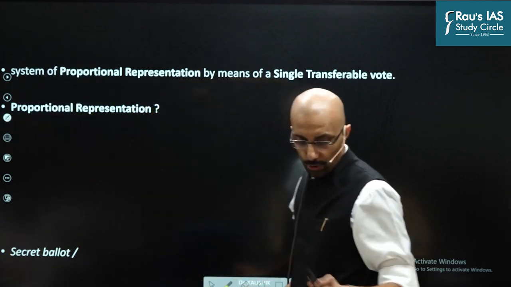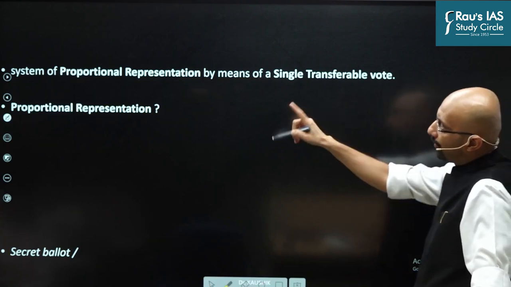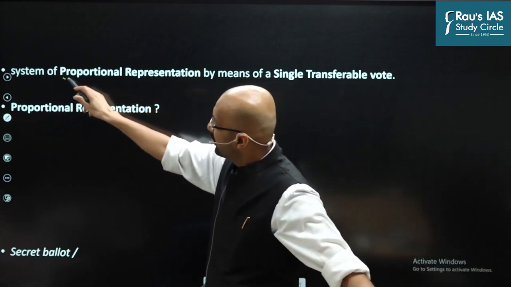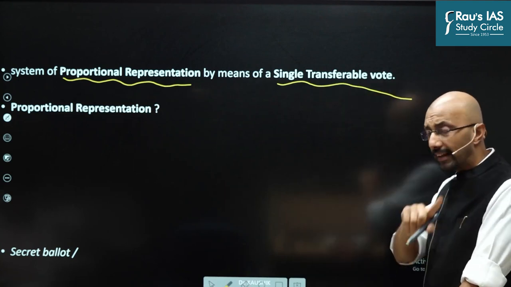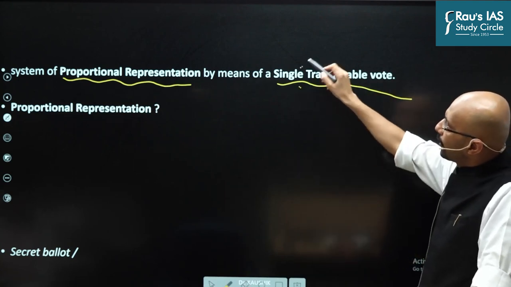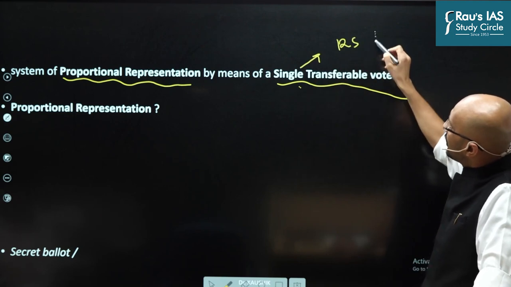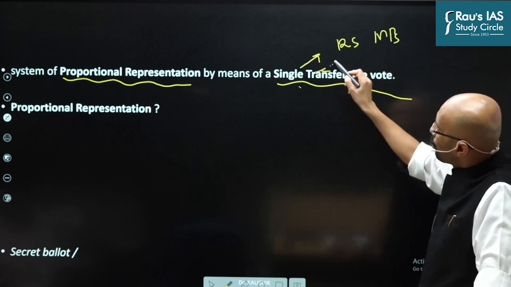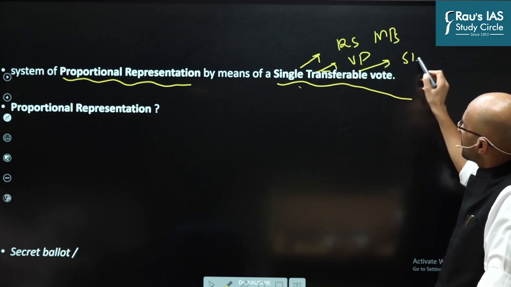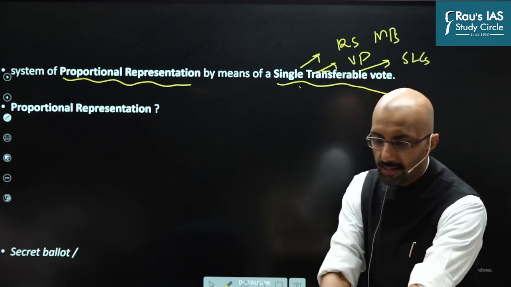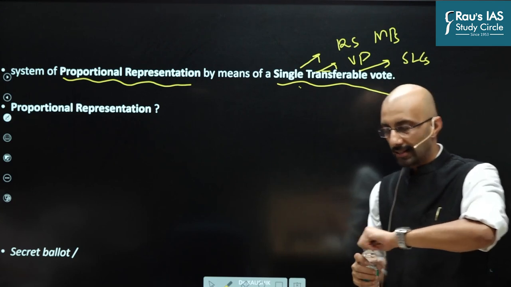Now, in this concept, let us understand both the phrases. First, proportional representation, and second, single transferable vote. By the way, the same system we use for the election of Rajya Sabha MPs, and also for the vice president, and the same for the members of state legislative councils. So six states in India at present have upper houses, the SLCs.